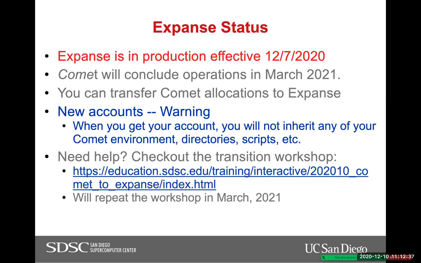We have a transition workshop we hosted a few weeks ago, and we'll do this again in March. You can go online and look at the training material and get an idea of the things that we think are important, from the file system to the modules to the queuing system, which is Slurm. It's pretty similar to the way things work on Expanse with a couple of differences, and the way our GPUs are configured. So go back to our webinar that we had last month on Expanse 101, and it highlights a few of the differences.